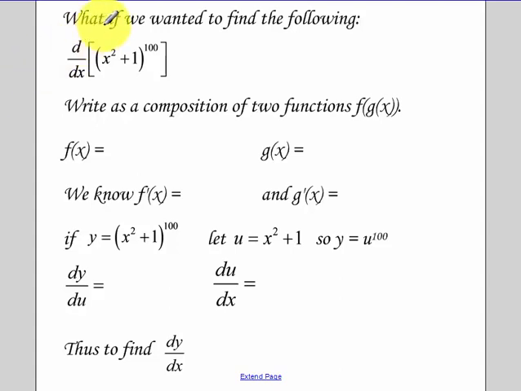So if we wanted to find the following, the derivative of x squared plus 1 to the 100th power, I don't want to write out this to the 100th or have to multiply it out or something like that. But we can write this as a composition of two functions, where f of x is our outside function, and g of x is the inside function. And now we take the derivative of both of those.